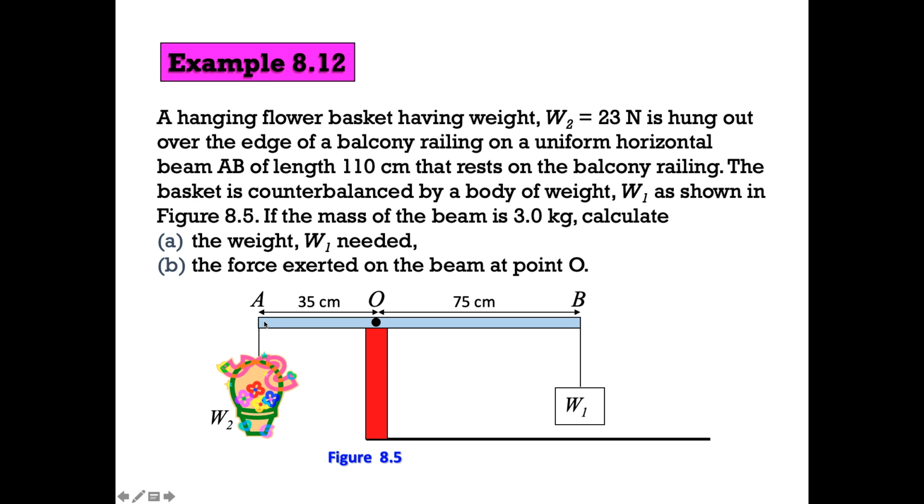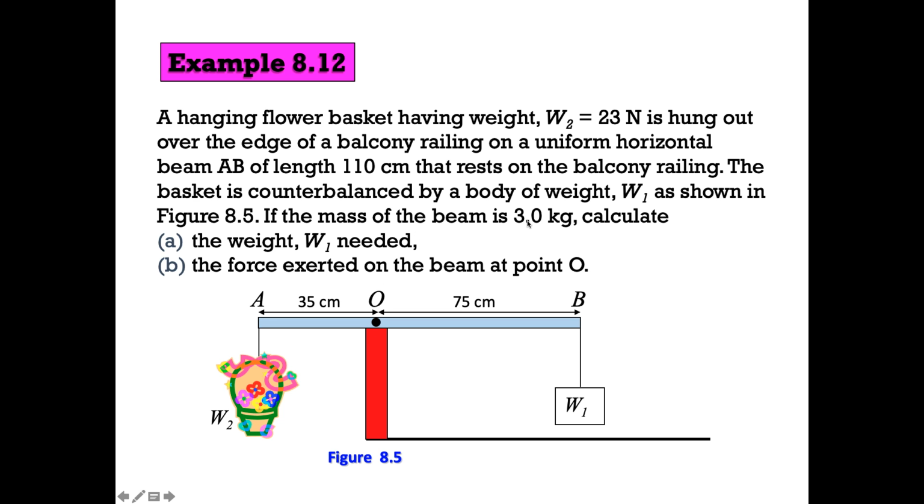At the edge of the beam, we hang a flower basket that has a weight of 23 Newton. The basket is counterbalanced by a body at the edge of the beam at point B. The weight of the body is W1. The beam is, by the way, at rest on the balcony railing, so there is one force here that acts at point O.